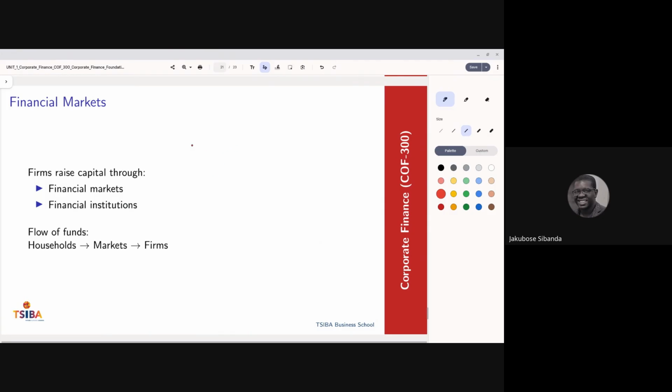So here, I just wanted you to know that this part, when we are talking about financial markets, is where the managers raise their money or they trade, or they go there to find new investments. They go there to try and borrow money. So the firms raise this capital through financial markets and financial institutions.